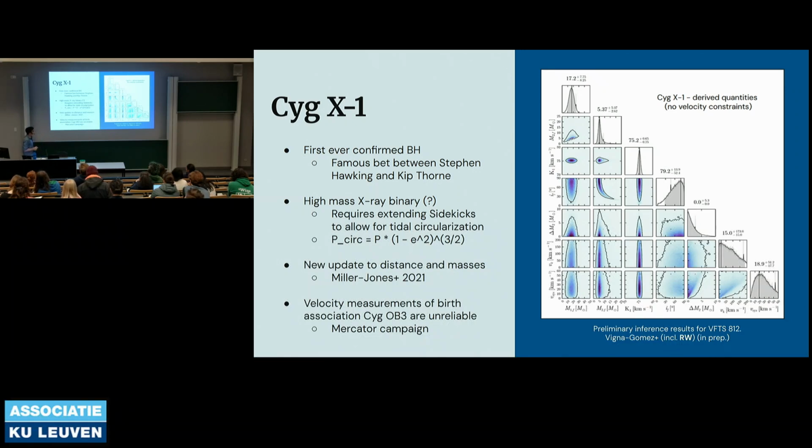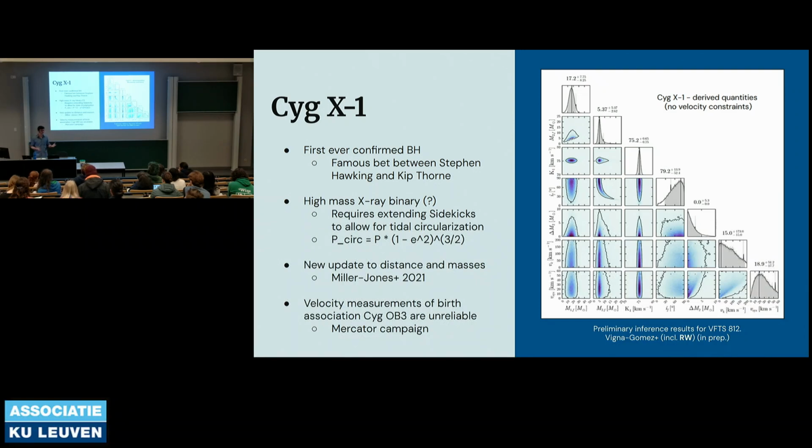But you can see that we are actually able to do this inference and find out some things about the system. It seems to have had a kick of about 15 kilometers per second. This is using no velocity constraints. So again, the SO model with no velocity. But we would like to use the velocities. And because we know the host association, we know that it's in Cyg OB3, this is just a matter of measuring the velocities in the system.